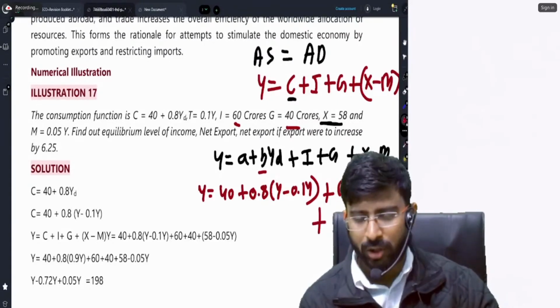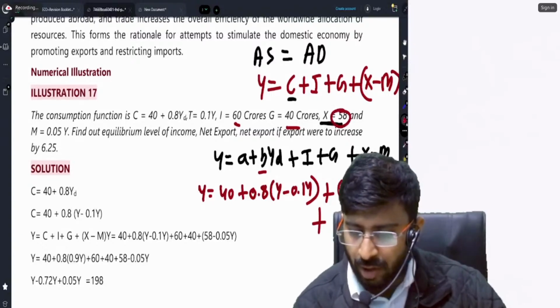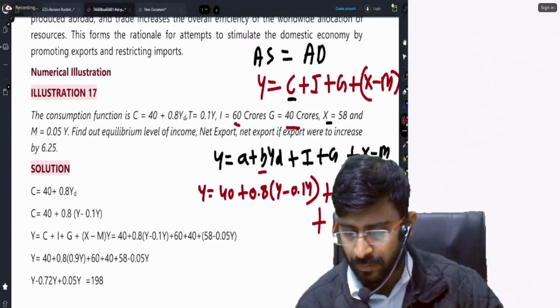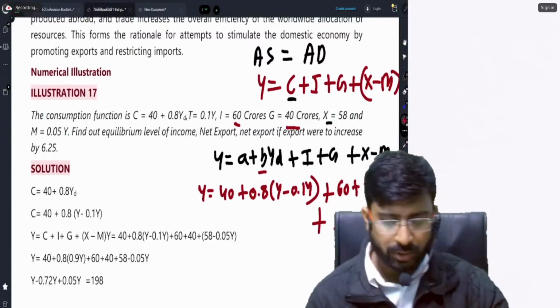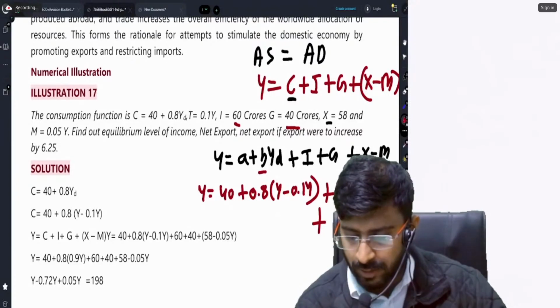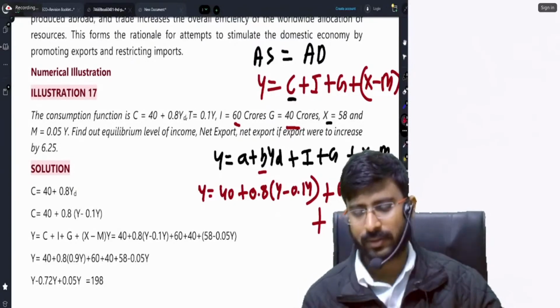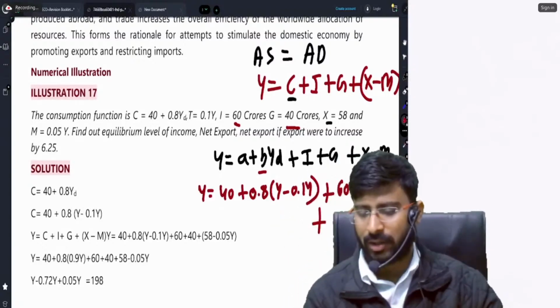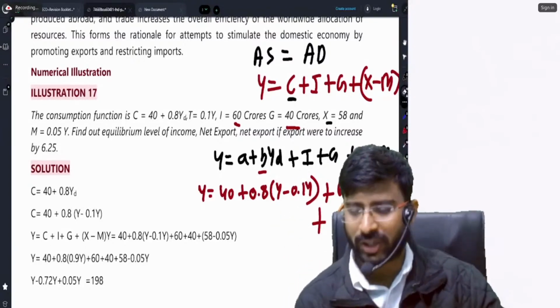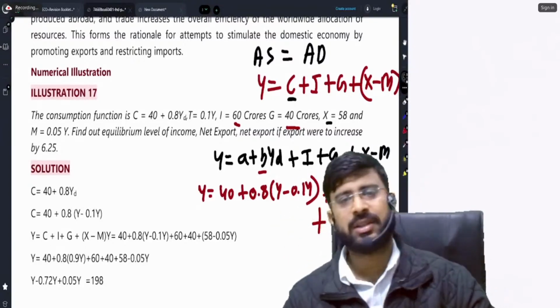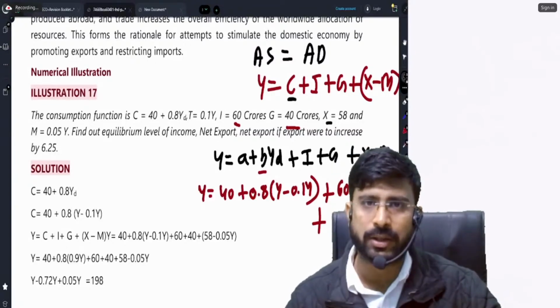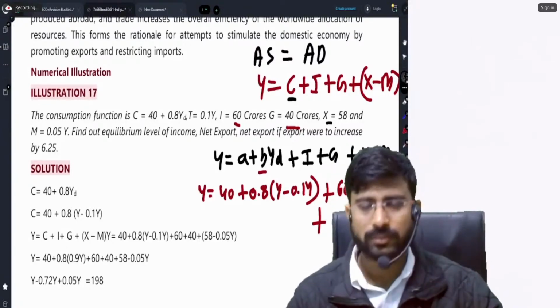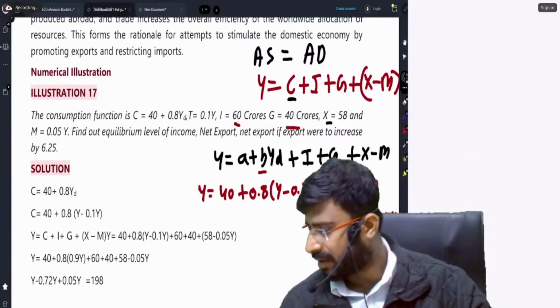X minus M is what? X is 58, minus M, which is 0.05Y. Is that clear, everyone? Yes or no? Come on, everybody. We have just used the formula for the four sector model, nothing else. Is that clear so far? Yes or no, everyone? Come on, everyone.